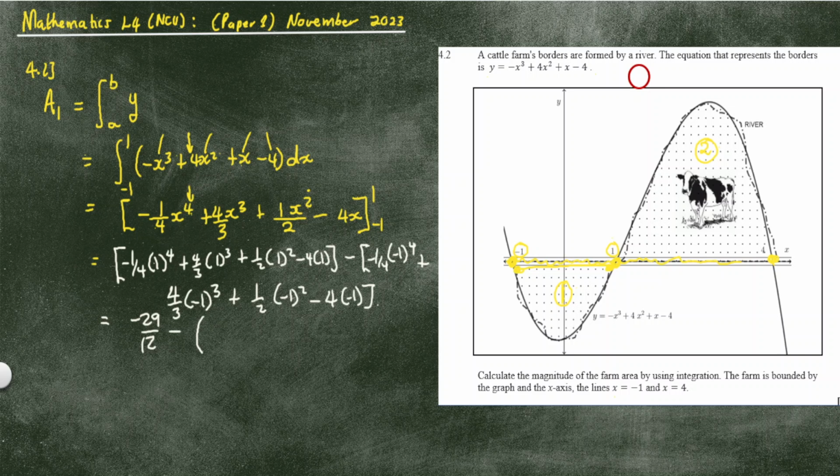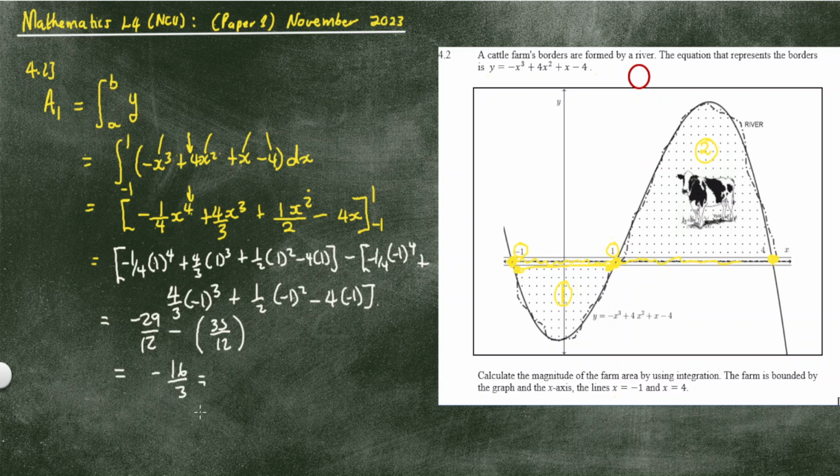Let's get the next value. So I'm just going to put in a negative on every one that we substituted, minus, and another minus 1. I'm getting 35 over 12. So let's get the final answer now. It's minus 29 over 12 minus 35 over 12. This is what I get, equal to minus 16 over 3.